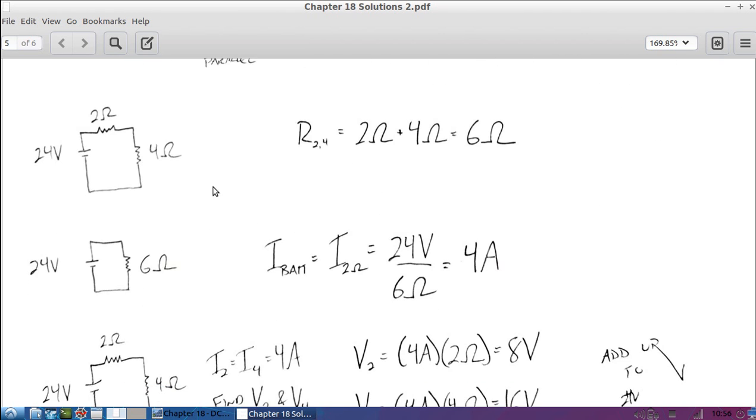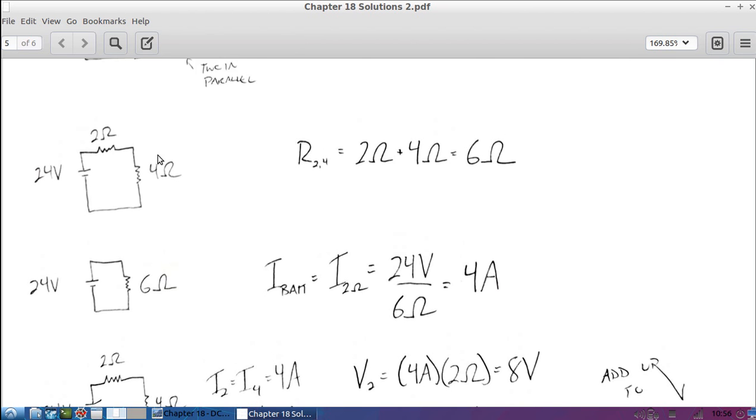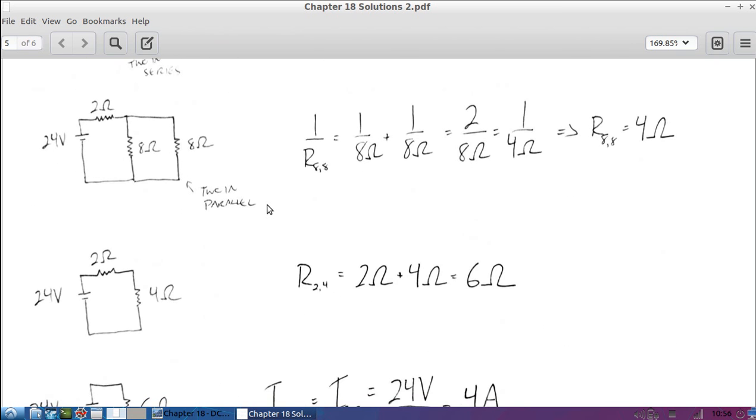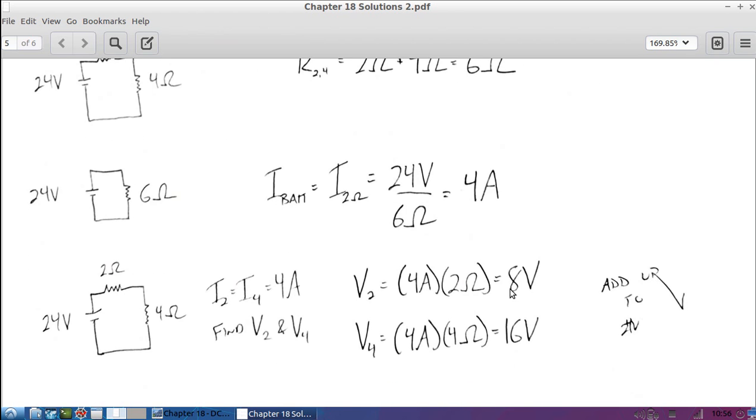I'm going to redraw again. Now I'm ready to combine this 2 ohm resistor with that whole mess. See this whole thing? The 4, the 6, the 12, the 8. That whole thing I collapsed to one resistor with an equivalent resistance of 4 ohms. So now I've got the 2 ohm and the 4 ohm in series. Add them up the easy way. 2 plus 4 is 6 ohms. So I'm finished, or I'm almost finished with step 1.